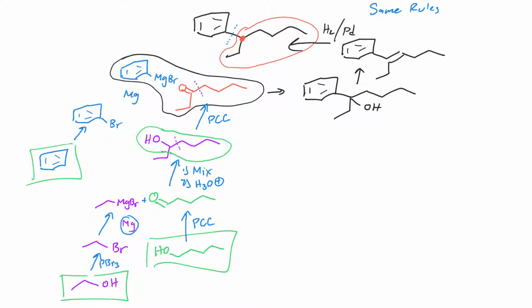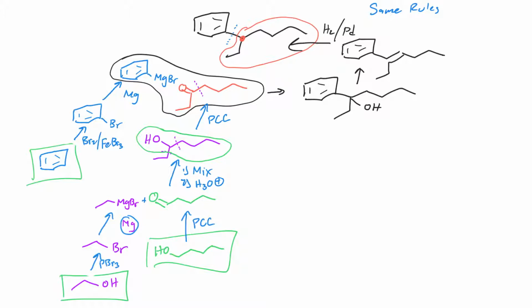How do I put a bromine on a benzene ring? That's just Br2, FeBr3. So hopefully you'll see that we're combining lots of different chapters' worth of information, including anything and everything from the first semester. Reacting bromobenzene with magnesium gives me the phenyl Grignard.